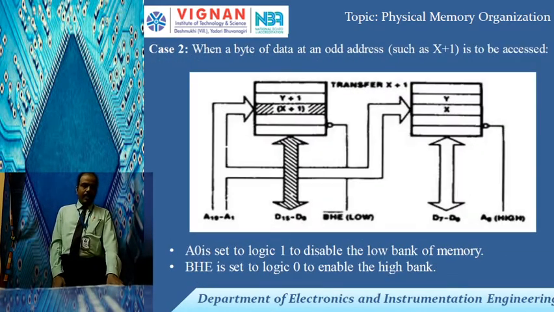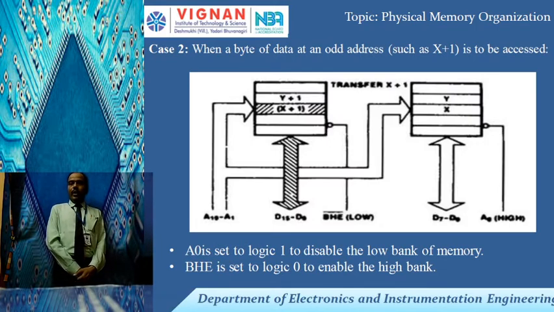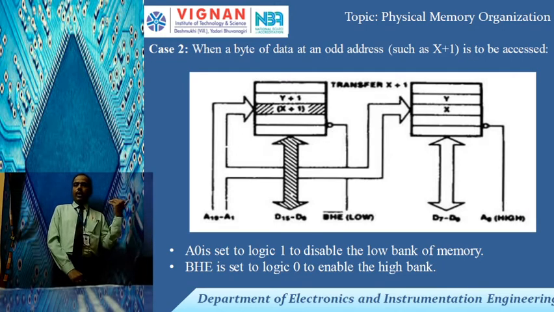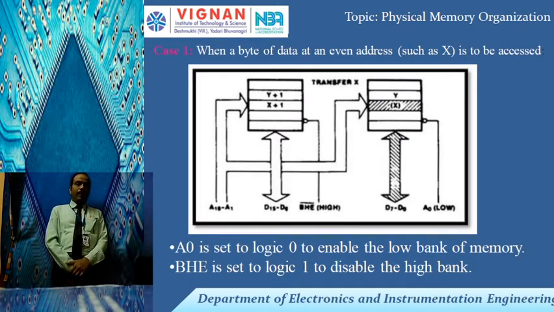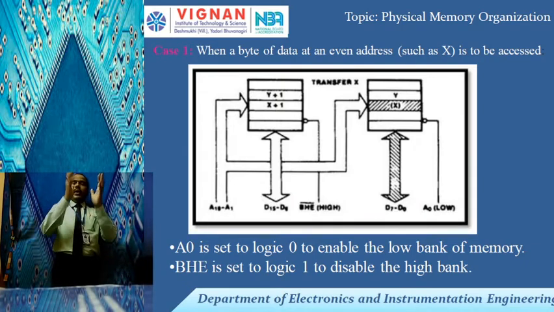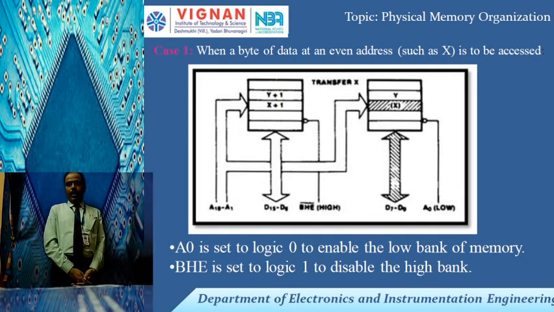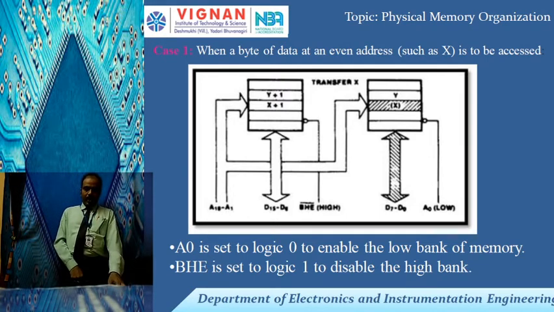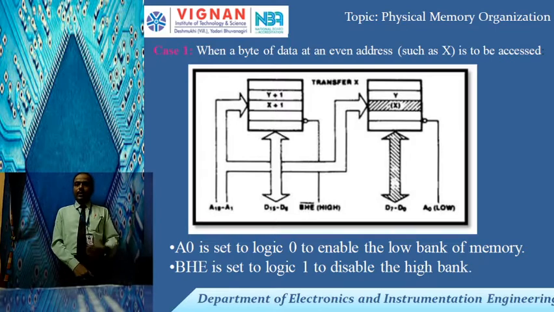So there are 4 cases of accessing: a byte with an even address, a byte with an odd address, a word with an even address, and a word with an odd address. First case, a byte with an even address, that means the 8-bit data is stored in the even address bank, so A0 should be equal to 0, BHE bar equal to 1. By putting it like that, we enable only the even bank. Next, through the lower data bus D0 to D7, the data can be accessed.